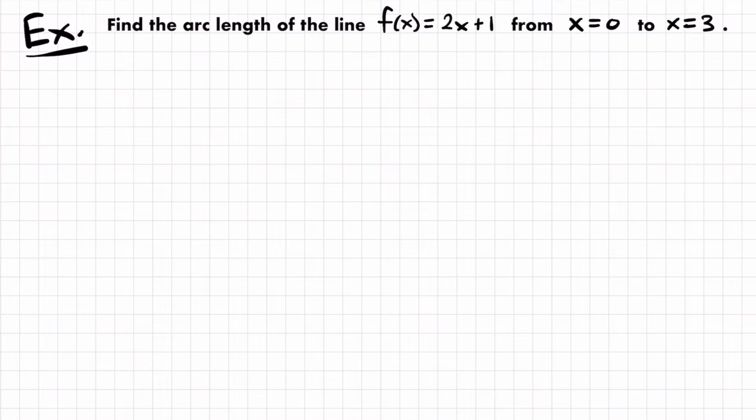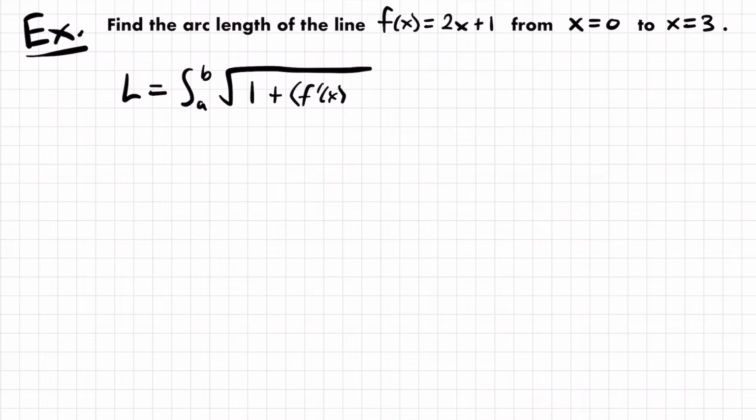Alright, so let's start by writing down our arc length formula. We know that the arc length is equal to the integral from a to b of the square root of 1 plus f prime of x squared times dx. Right, since our function is given to us in terms of x, we are going to use the arc length formula that is also in terms of x.